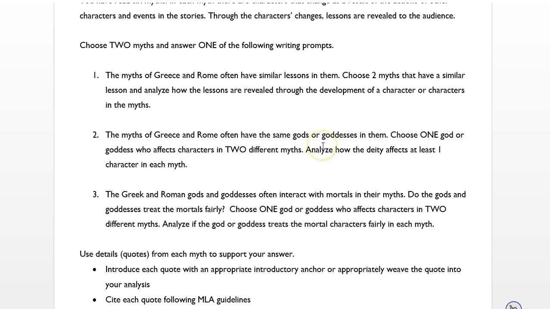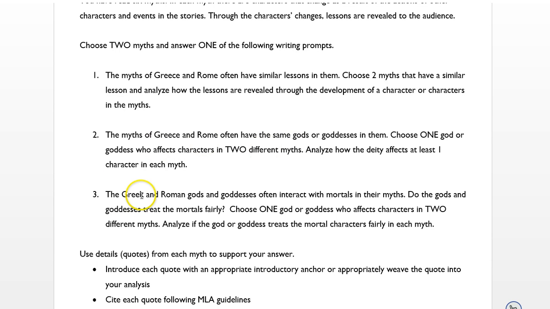So we had several gods that show up in multiple myths. Zeus has shown up in multiple myths. Hades has shown up in multiple myths. Dionysus has shown up in multiple myths. Apollo has shown up in multiple myths. So you can think about a god or goddess that shows up in 2 myths. Hera has shown up in 2 myths. Then find a character in each myth that god has affected, and analyze how the god does so in both myths.